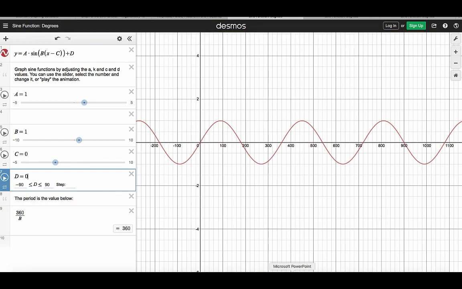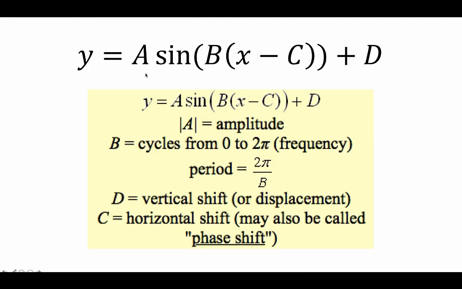So let's summarize all these observations. We said that the transformational graph of the sine function is in the form a times sine of the quantity b times the quantity x minus c, plus d. So we said that this is the transformational form of the sine function.